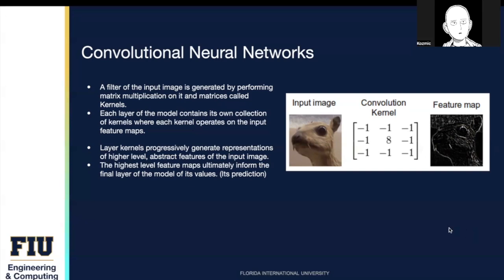In this way, the layers can be thought of as progressively compressing information such that the feature maps will progressively represent higher level and abstract features like a head, a tooth, or water, or the ocean. The maps at the deepest layer are ultimately what informs the final layer of their values, making a prediction.